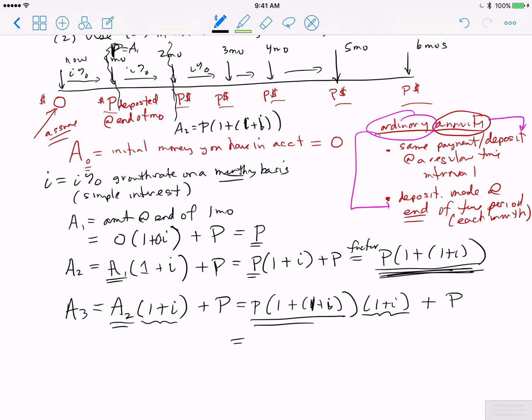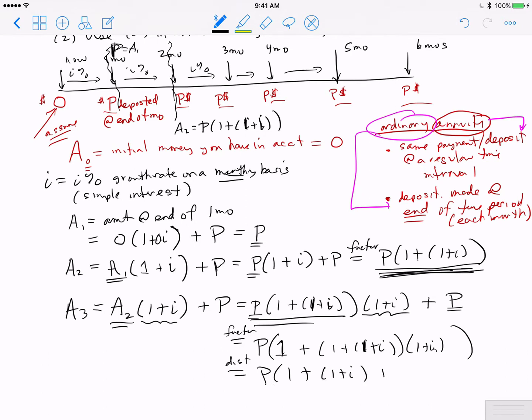Well, if you factor out the P again in this problem, you'll factor out the P and then distribute. You factor the P out of this whole expression, and factoring P out of the P will leave a 1. You factor the P out of this quantity, and you'll get 1 times 1 plus I times 1 plus I. Distribute the 1 plus I, and you will get 1 plus I plus 1 plus I squared. And that's the amount that you have at the end of the third month.